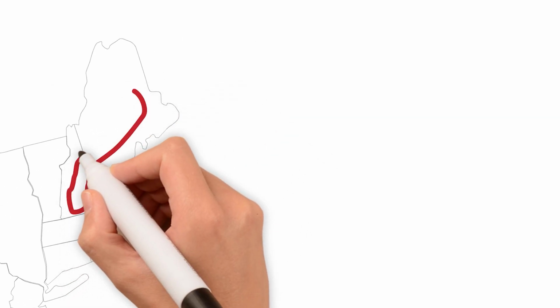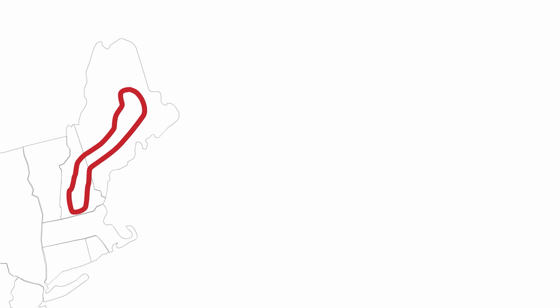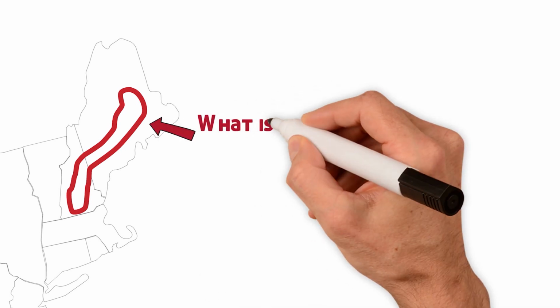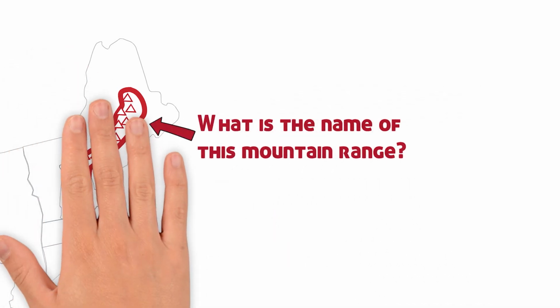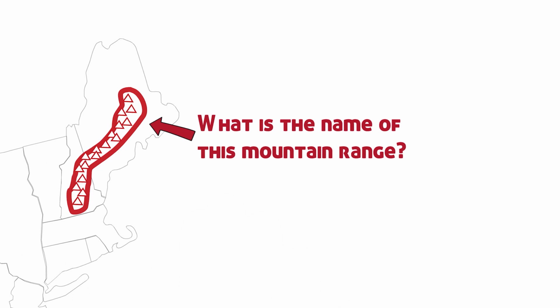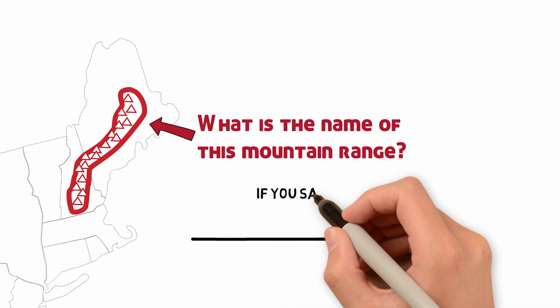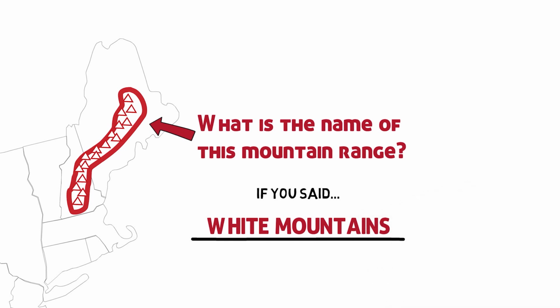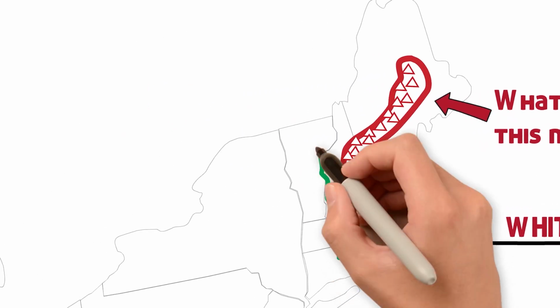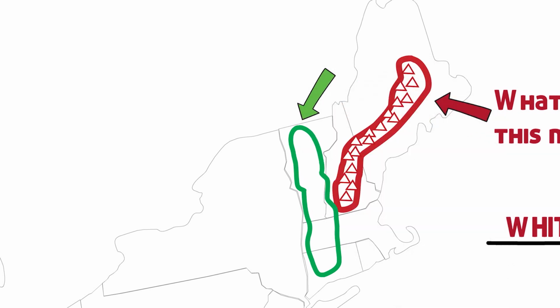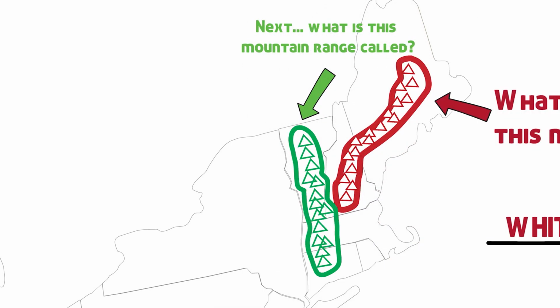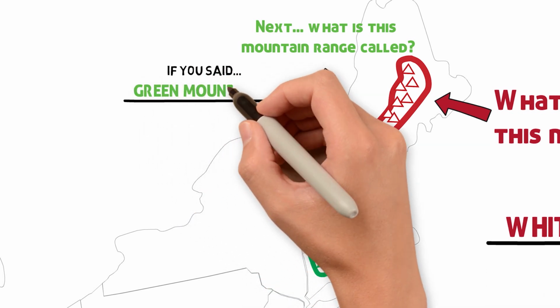First, we'll review the Northern Appalachians. What is the name of this mountain range? If you said White Mountains, you would be right. Next, what is the name of this mountain range? If you said the Green Mountains, you would be right again.